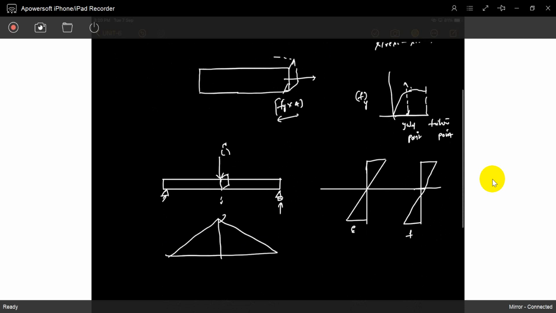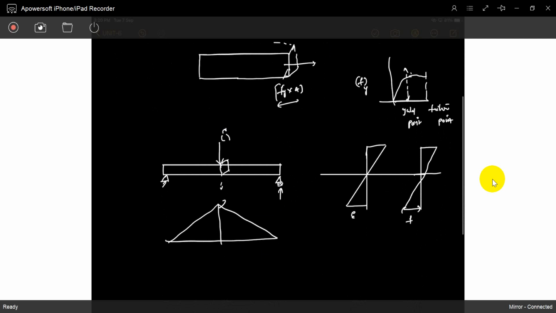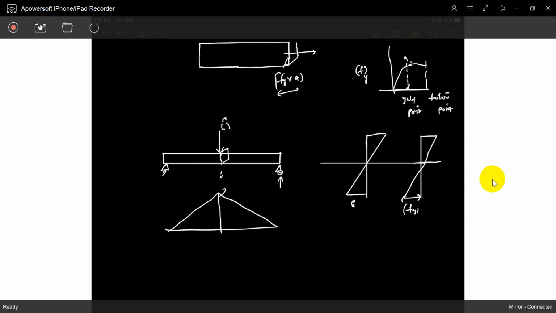Strain will come first, later stress. So what is the maximum stress you can apply? The maximum is Fy. Then the moment carrying capacity of that section: what is it? M is F into Z, where Z is the section modulus.